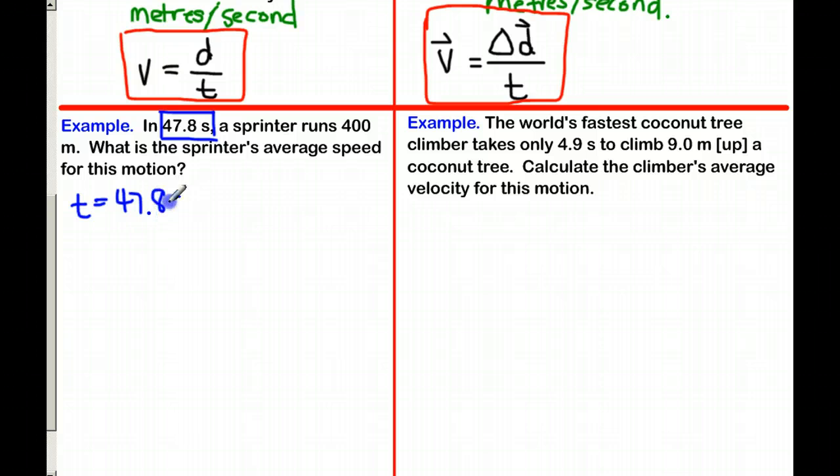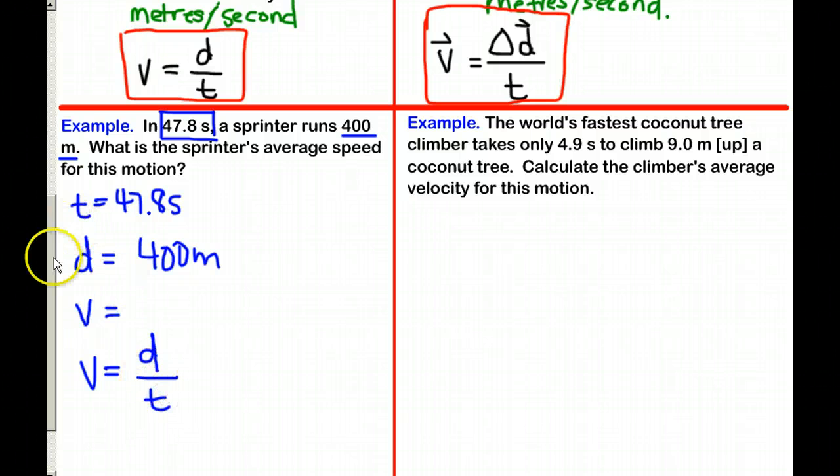A sprinter runs 400 meters. So there's another number with another unit. Meters is our distance. There's no direction, so we can assume it's just distance: 400 meters. What is the sprinter's average speed for this motion? So what they're asking us is to solve for v. Okay, here's our formula we're going to use: v equals d over t.